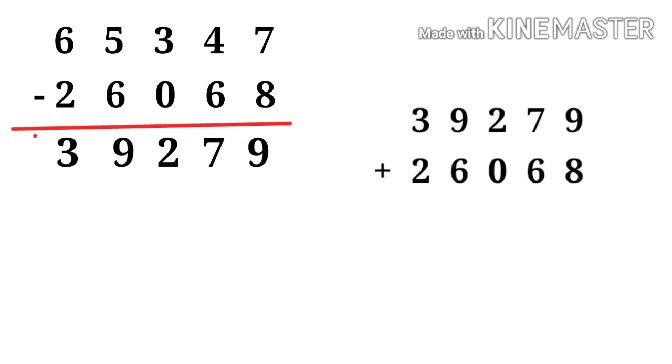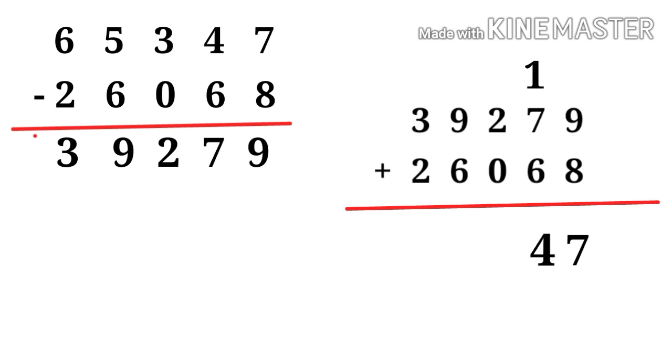Now, let's add the difference 39,279 with the smaller number 26,068. So, the difference plus smaller number is equal to the greater number, that is 65,347. Hence, our answer is correct.